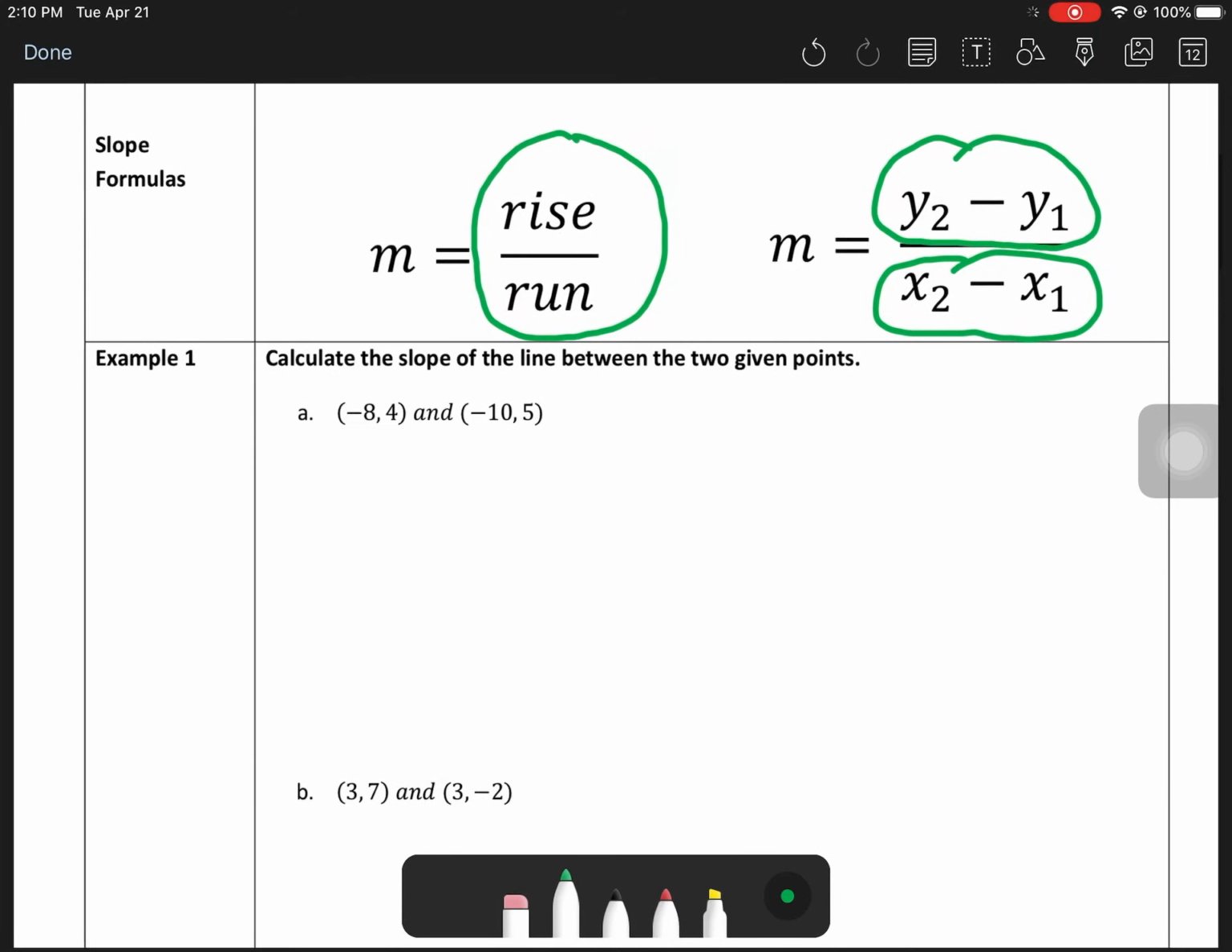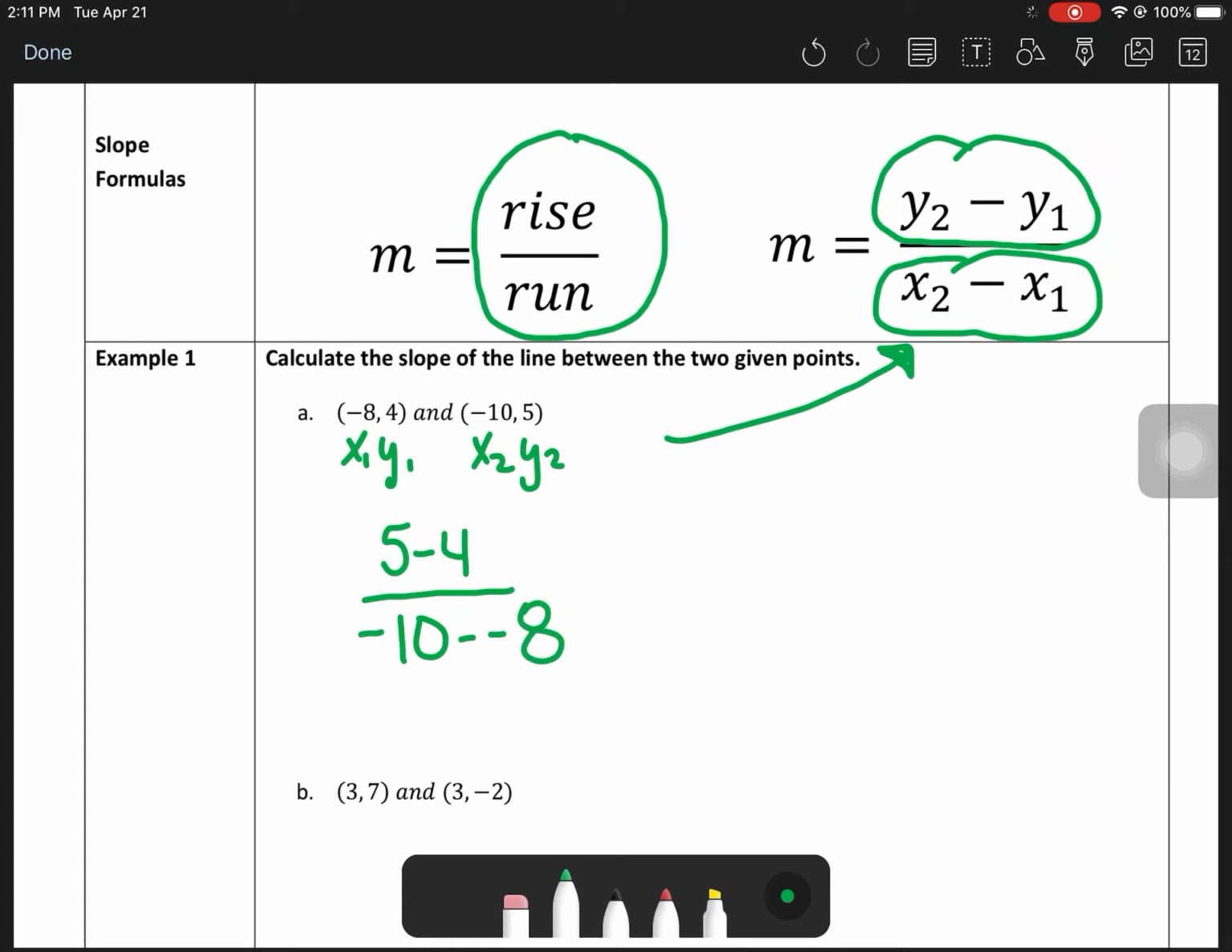Okay, so the first thing that we're going to do is label our points as x1 and y1 and x2 and y2. Simply the first x and the first y, the second x and the second y. Then we're going to use this formula to figure out our slope. We're going to take the y2, which is the 5, and subtract the y1, which is the 4. And then we're going to take the x2, which is the negative 10, and subtract the x1, which is the negative 8.